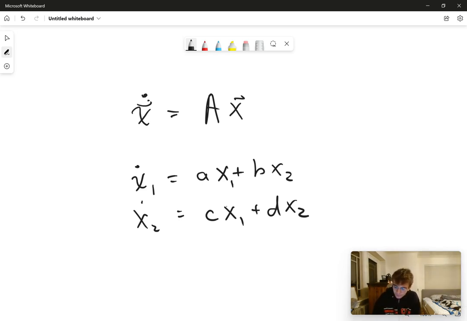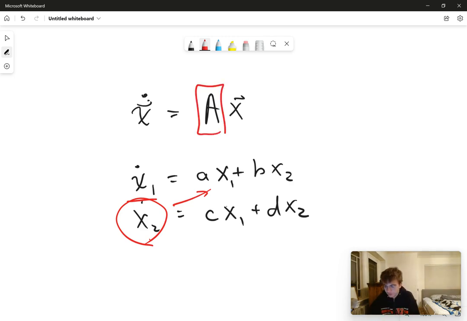So what we care about is the fact that these differential equations are coupled together, okay? So we need information about the behavior of x2 to understand how x1 evolves with time and vice versa, okay? And all of that information about how the coordinates are entangled is contained within this matrix, which is very important, okay?